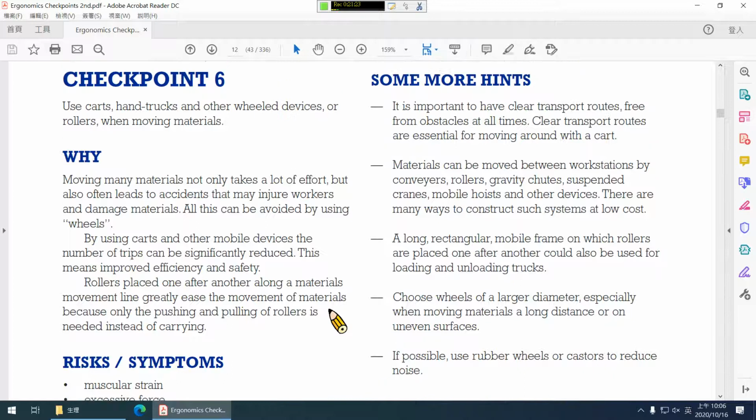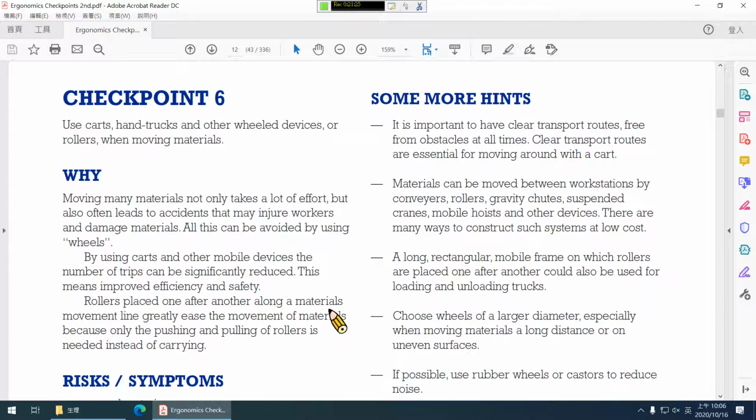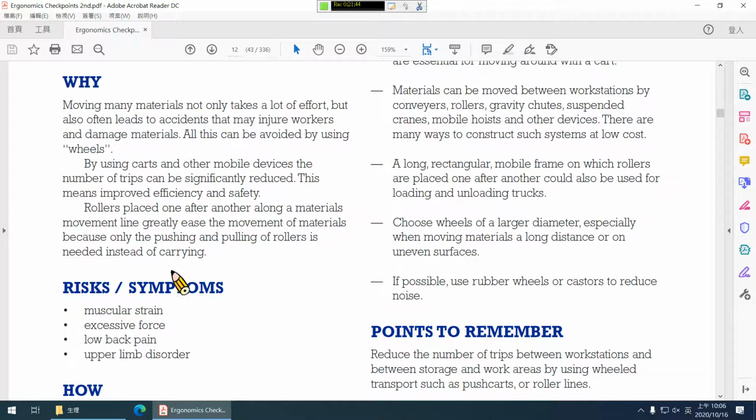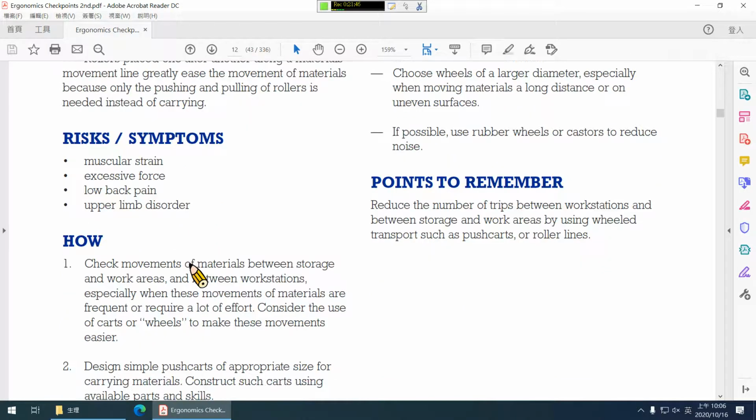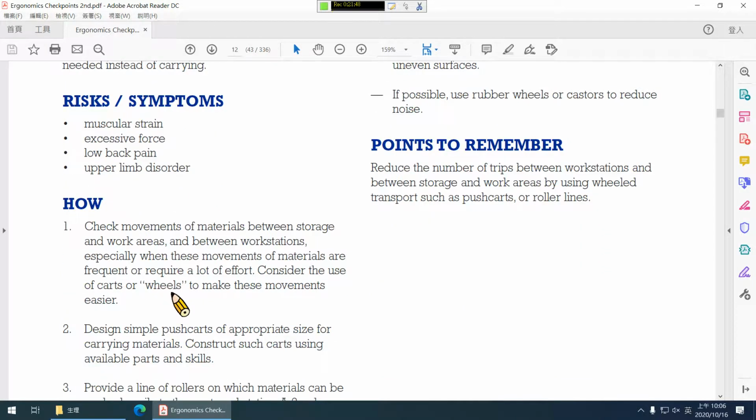So a lot of things are just common sense to industrial engineers. For example, this checkpoint 6: use carts, hand trucks, and other wheeled devices or rollers when moving materials. This is very basic industrial engineering, right? And it tells you why, and it tells you the risks and the symptoms.